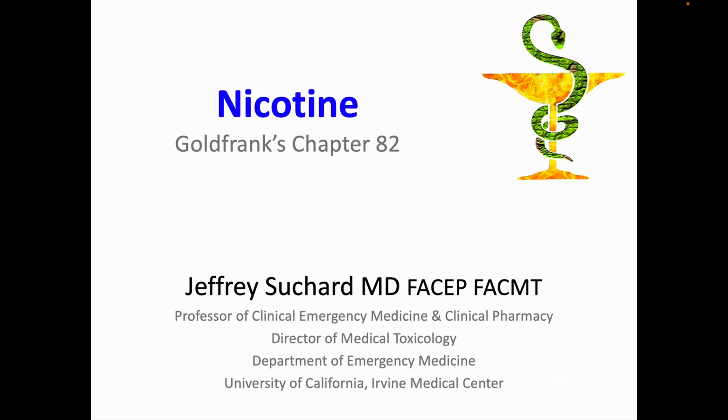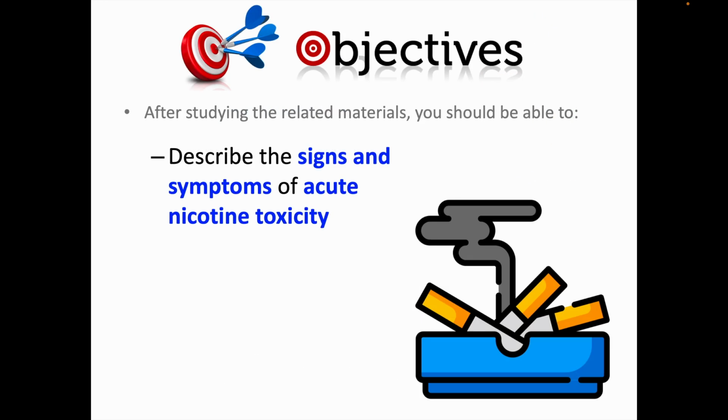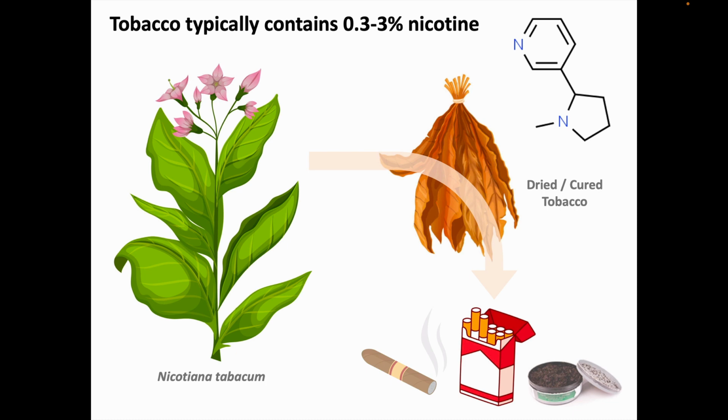This entry in the Clinical Toxicology series is about nicotine, corresponding to Goldfrank's Chapter 82. The learning objective for this session is that you'll be able to describe the signs and symptoms of acute nicotine toxicity. The tobacco plant, Nicotiana tabacum, is the natural source of nicotine, which typically comprises 0.3 to 3% of the total weight of tobacco produced.